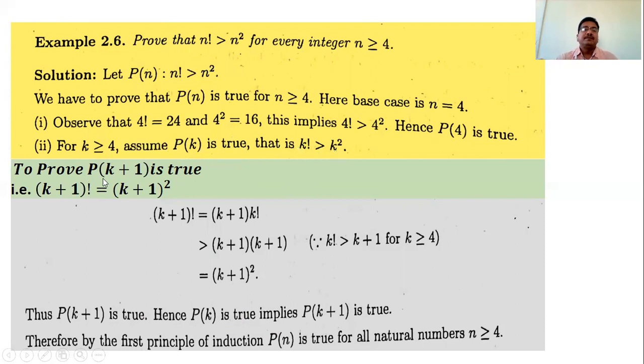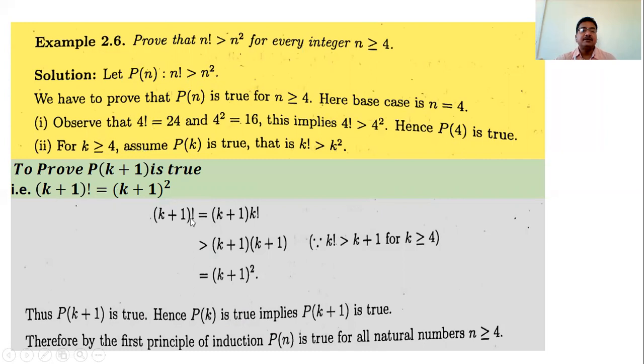And to prove Pk plus 1 is true, that is, k plus 1 factorial is greater than, not equal to, here. Here write the greater than sign. Don't write the equal to sign. The correction is at this place. Write greater than. What do I have to show? k plus 1 factorial is greater than k plus 1 square. That is, the result is true for k plus 1.